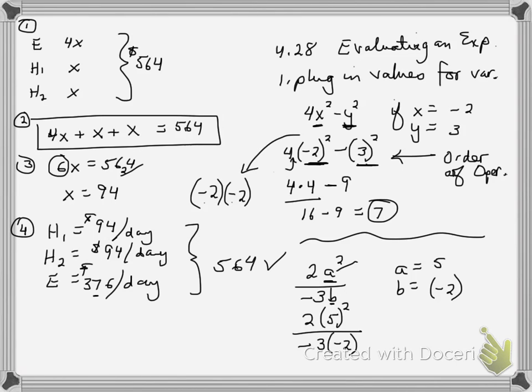Okay. What do I do first? In my order of operations, after I've plugged in the values with parentheses, I need to do my square first. So this will become 2 times 5 times 5 is 25. Here I will have a negative times a negative. Notice this is multiply. Negative times a negative is a positive. 3 times 2 is 6. Now I might do that, to be honest. That's fine.